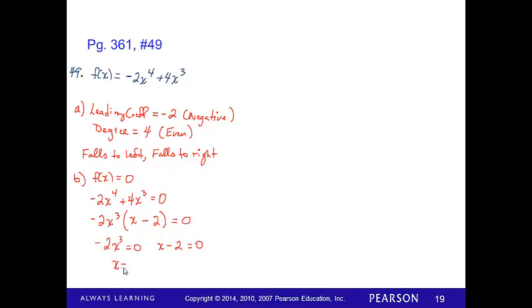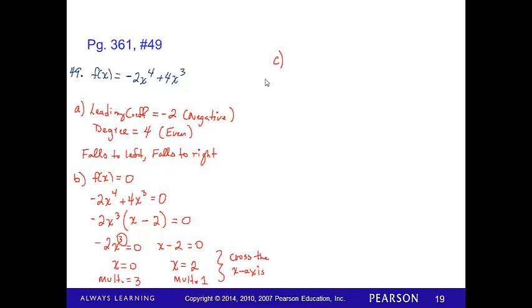I'll end up with x equals 0 here. And notice that it has multiplicity of 3. And then this one says x equals 2, and it has multiplicity of just 1. So both of these cross the x-axis at their respective zeros.